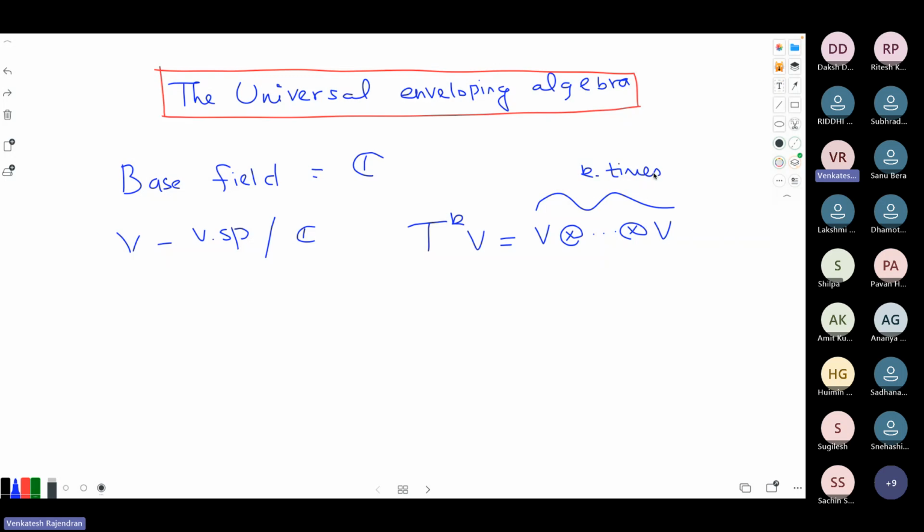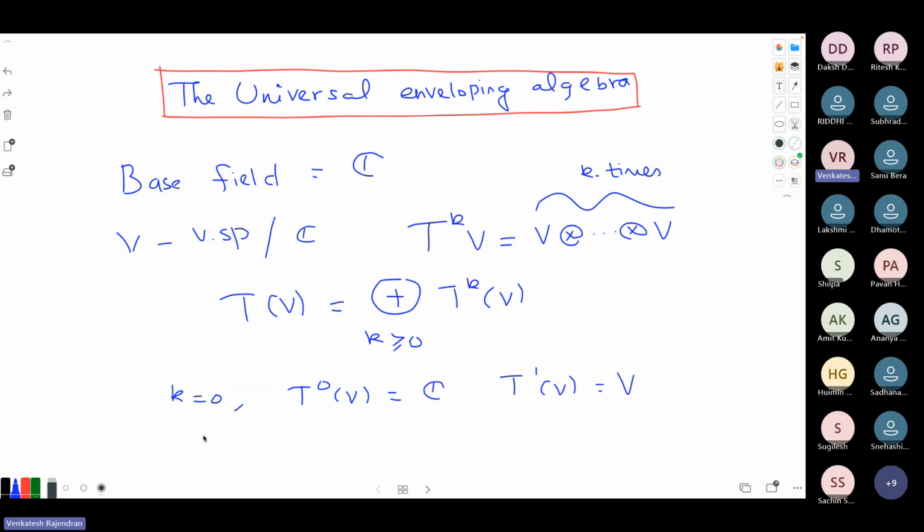Now we take the direct sum of all these T^k V, which we denote by T(V). So this is the direct sum of T^k V where k is greater than or equal to 0. By convention, when k equals 0, T^0 V is our complex numbers, and T^1 V by definition is just V. Similarly, T^2 V, which will be interesting for us, is V tensor V.